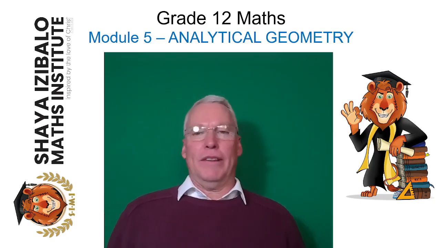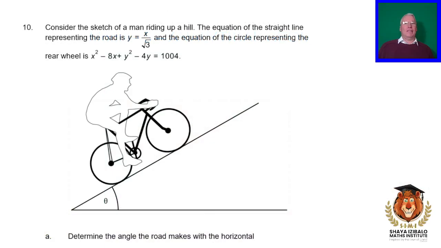Okay, welcome back. So we're going to look at this question over here, which looks like we've got someone cycling up a hill. We are told that the equation of this line is y equals x over root 3. In fact, y equals x over root 3. Now we could think of that as 1 over root 3 multiplied by x, so this here is the gradient.